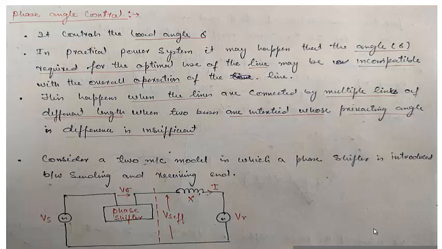So, as we know, we have to control this impedance. We have to control the voltage. We have to control the delta. So, usually, shunt controllers are used to control voltage. Series controllers are used to control the series impedance, and phase angle control is used to control the delta. So here you can see that this phase angle control is used to control the load angle delta.